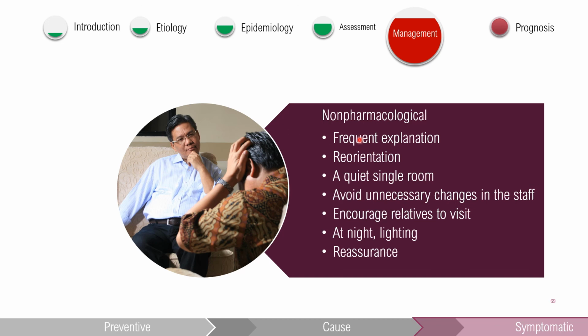Confused patients may be asking questions, so we give them frequent explanations. They do not know where or who they are, the people around, so we reorient them frequently. Ideally, they should be nursed in a single quiet room, and if possible, the same staff, the same clinician should take care of them. Relatives should be encouraged to visit more frequently, and at night, the lighting should be enough to allow orientation but not too much to impair sleep.